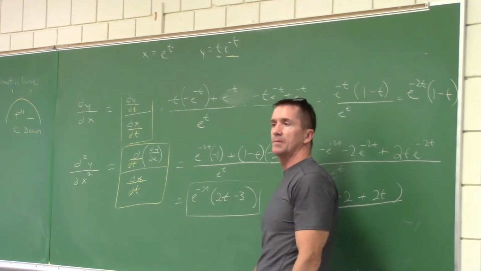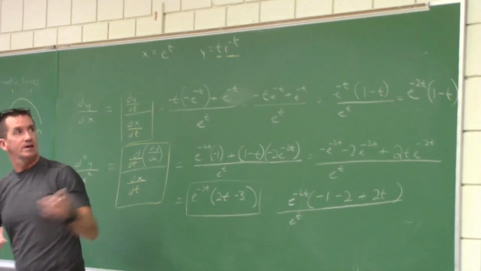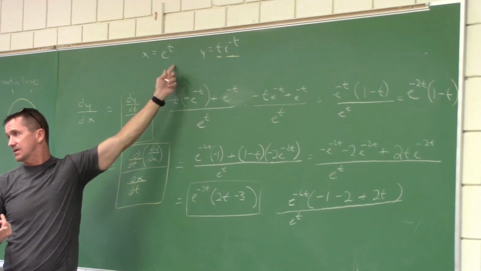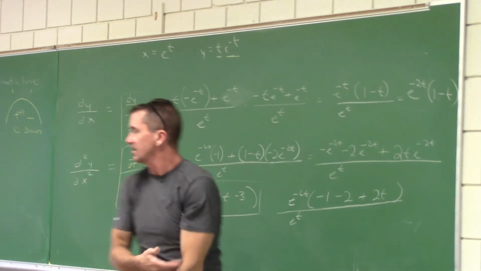Sean hit a good point earlier about domain. You should think of the domain of the curve. There's no natural logs in here, and everyone, domain of e to t exists for all t values, right? t can be negative or positive, so we're safe there.